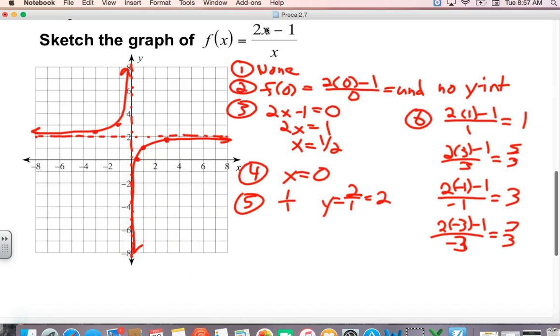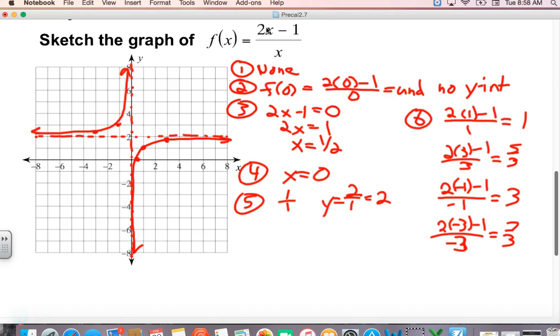So then you've got to set the denominator equal to 0. You get x equals 0. So that gives us a vertical asymptote right here where x equals 0 going straight up. And then we've got to find the horizontal asymptotes. Well, the degree of the top is 1 and the degree of the bottom is 1. So since they're the same, you look at the coefficients on the top and bottom of the function. The coefficients are 2 and 1, so your horizontal asymptote is at y equals 2 over 1, which is 2. So y equals 2, we draw a horizontal asymptote across 2.